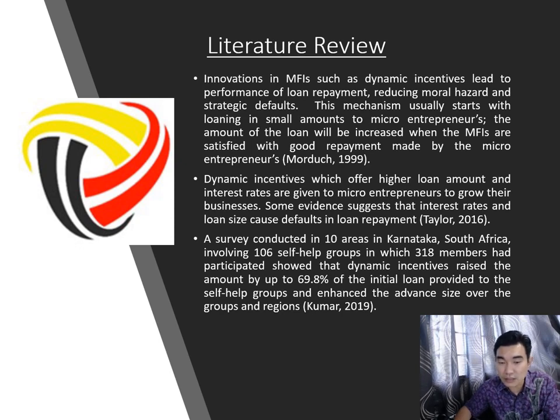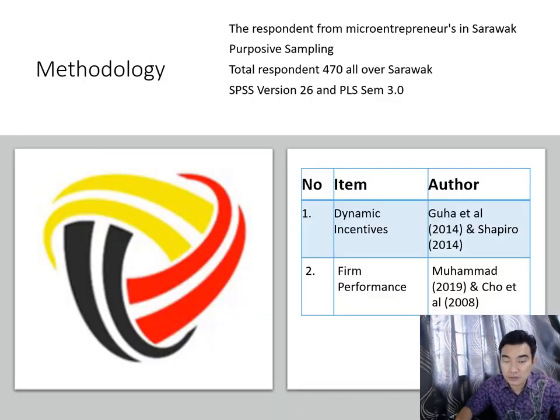to grow their businesses. And then a survey conducted in 10 areas in Karnataka, South Africa, involving 108 self-help groups in which 318 members had participated showed the dynamic incentive raised the amount by up to 69.8% of the initial loans provided to the self-help groups and enhanced the advance size over the group and regions. That is by Kuma 2019.